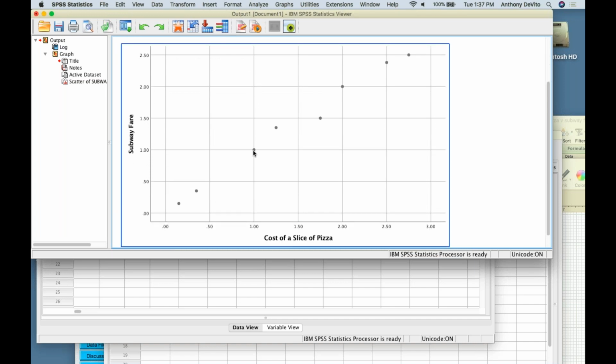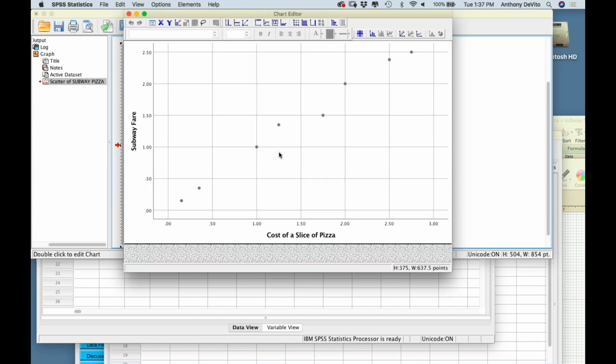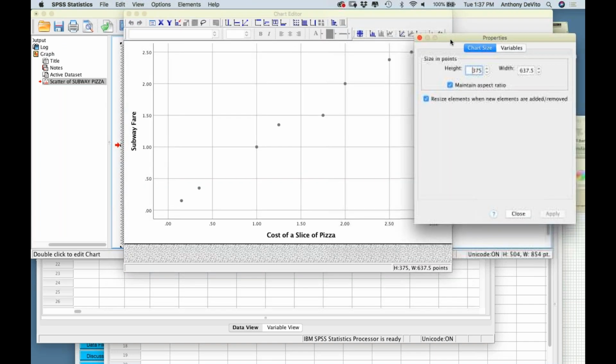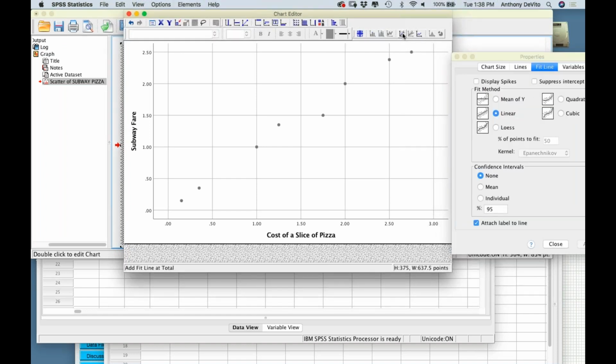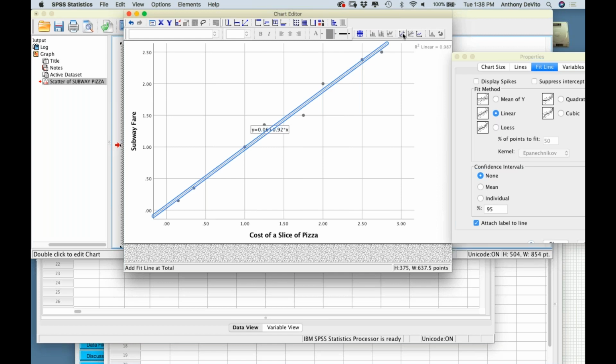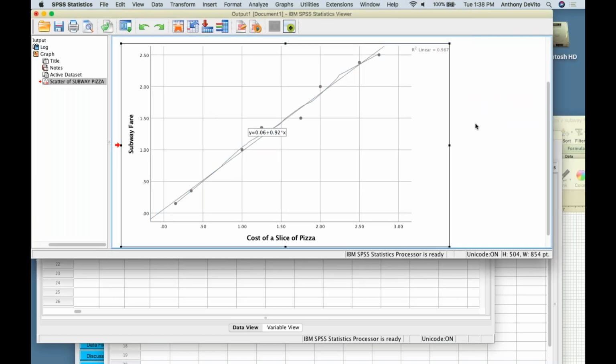Each one of these points represents the X and Y axis, the cost of pizza and the cost of a Subway token or Subway fare for that year. So I can actually double click into this to modify this. And one of the things that I can ask SPSS to do is to create a line that predicts a best fit for the points that I see there, a straight line that best estimates where these points are. Some of these points wind up right on that straight line, right? There's one almost exactly on that straight line. Other points are above it, others are below it.